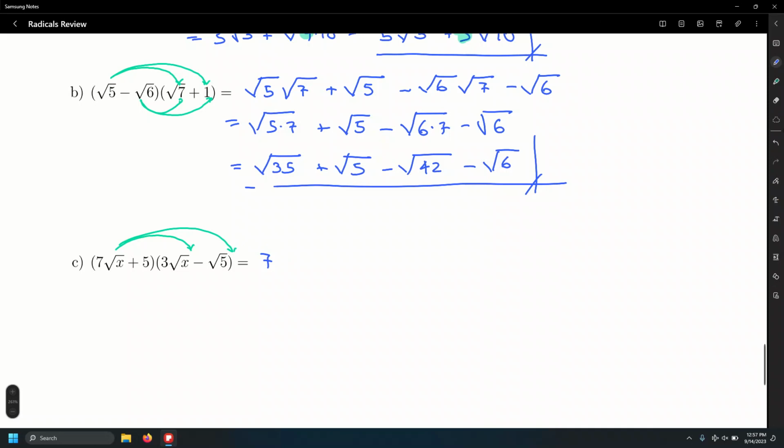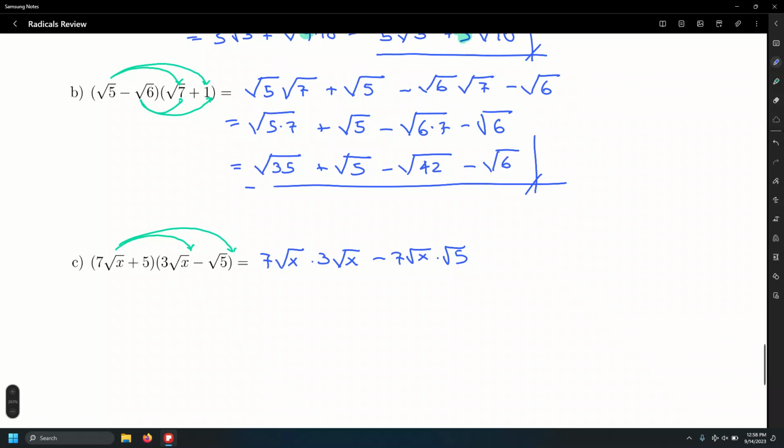7 root of x times 3 root of x. And well, what's next? Minus 7 root of x times root of 5. So that's the result of distributing the first two: 7 root of x times 3 root of x. We're going to simplify the coefficients in a second. And 7 root of x times negative root of 5.